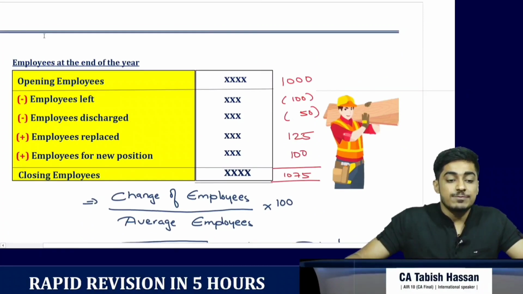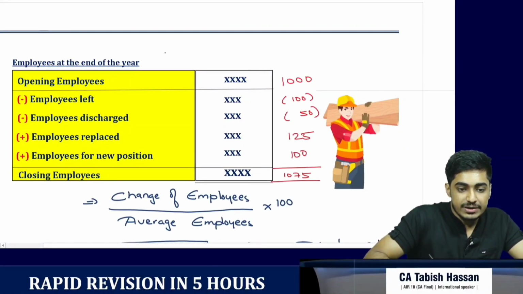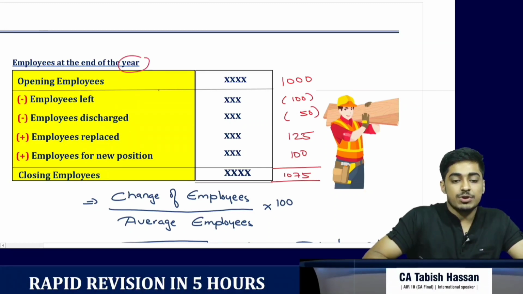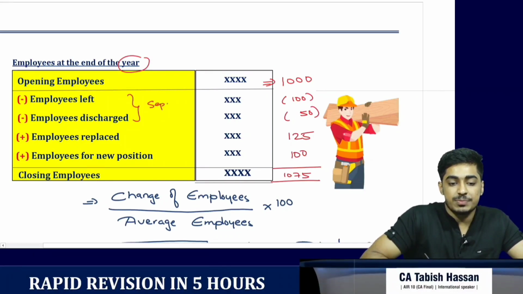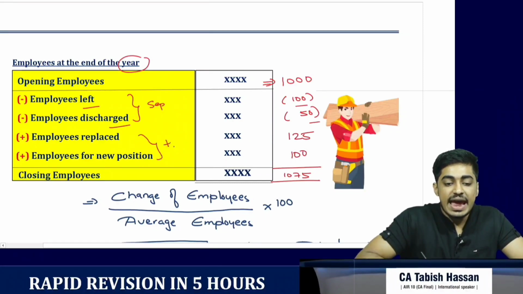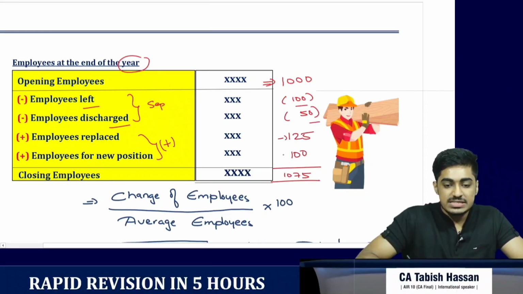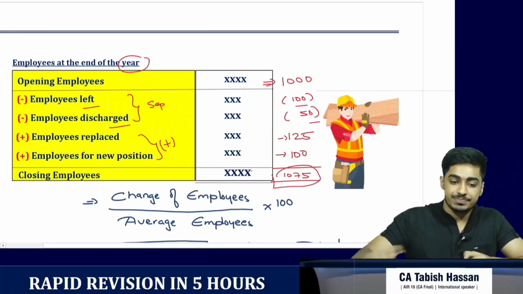So if you want to calculate the number of employees at the end of the year, how do you get it? We begin with the number of employees at the beginning of the year. Say, for example, we had 1,000 employees. Then we reduce the employees who have separated, that is employees left and employees discharged. Say, for example, 150. And then add the new accessions, add the new entries, that is employees replaced plus employees for new position. This gives us the closing number of employees. Clear?